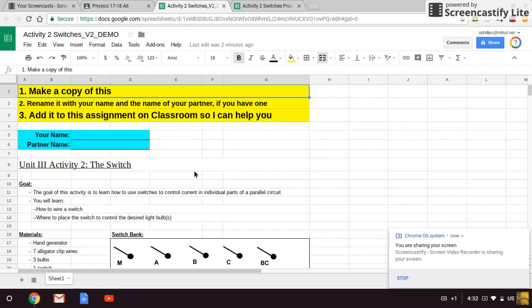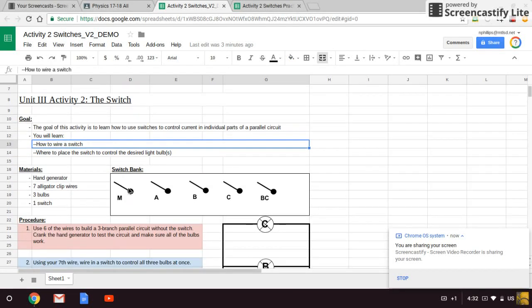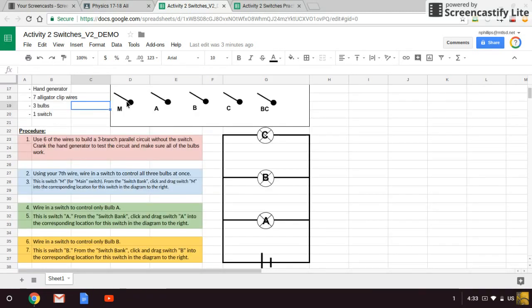Activity 2, the switch. I won't be able to show you the actual switches or how to wire them up. If you want help with that, just grab me during class. Switch that would control all 3 bulbs at once.